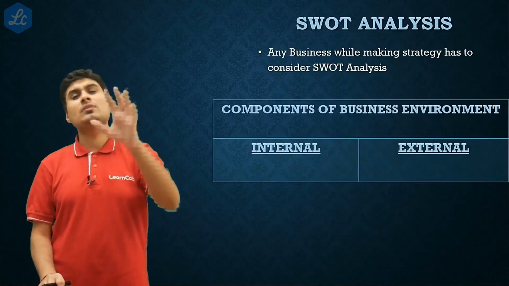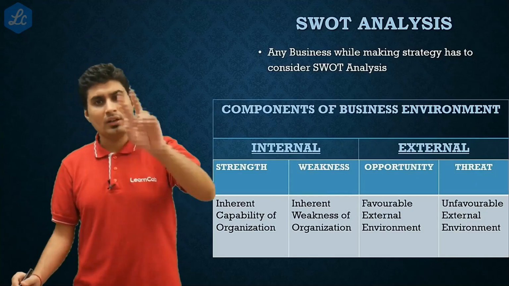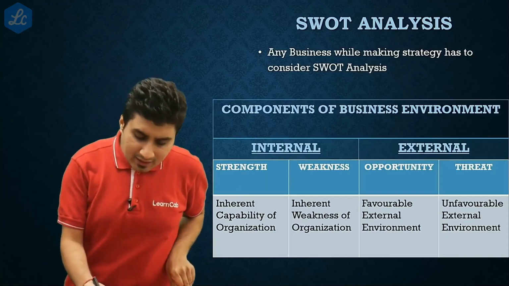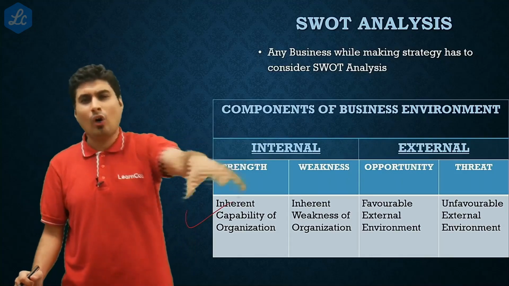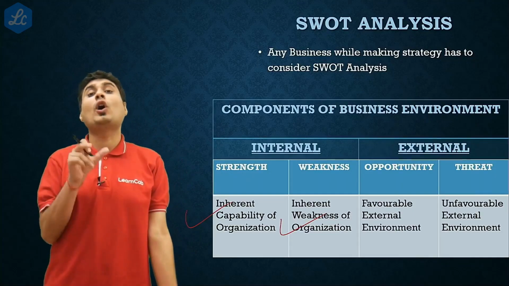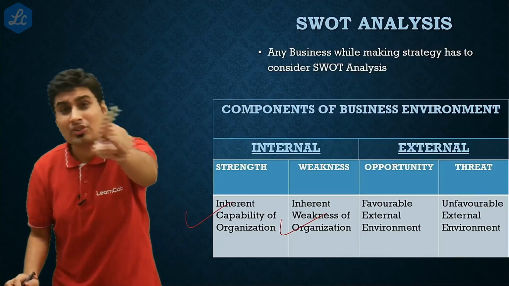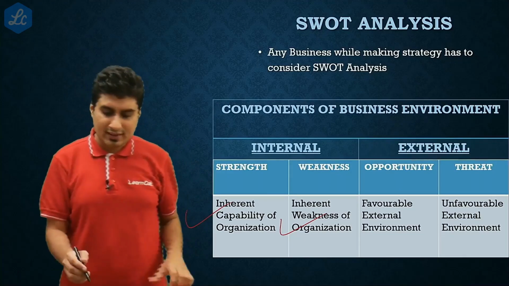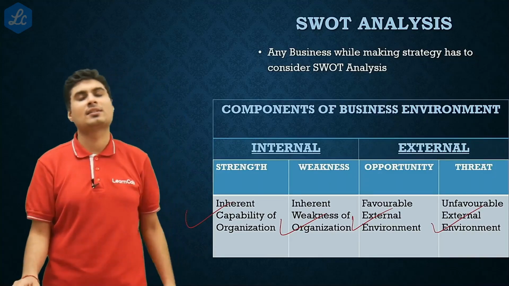Let me show you. Any business, while making strategy, has to do SWOT analysis. Listen very nicely. There are two things in the business environment: internal and external. Internal is strength, the inherent capability of the organization that only you have, no one else has, or you have something good. Weakness is the inherent weakness of the organization. If it's external, it's not strength and weakness. Okay, the government is supporting you. It's not your strength, come on. It is opportunity, because it is external. The government is not mine. Are you clear? Favorable external environment, unfavorable external environment.